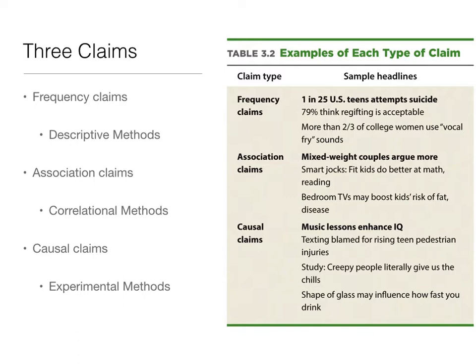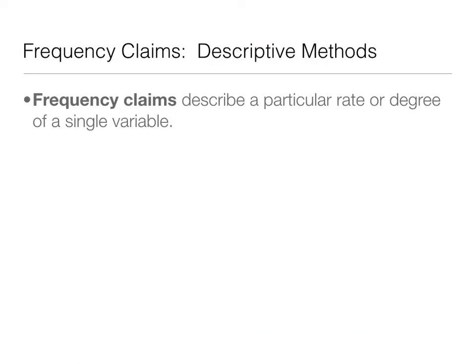And causal claims are where we're trying to say that one variable is causing change on another variable. We're looking at cause and effect claims. So music lessons enhance IQ. They're saying that music is causing that change to IQ. They're saying that the shape of the glass will influence how fast you drink. They're making a claim about a cause and effect relationship. So in frequency claims with those descriptive methods, again, we're describing a particular rate or a degree of a single variable.